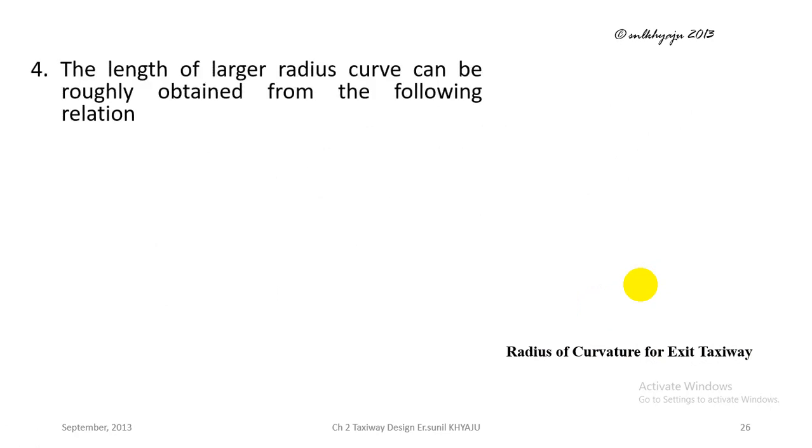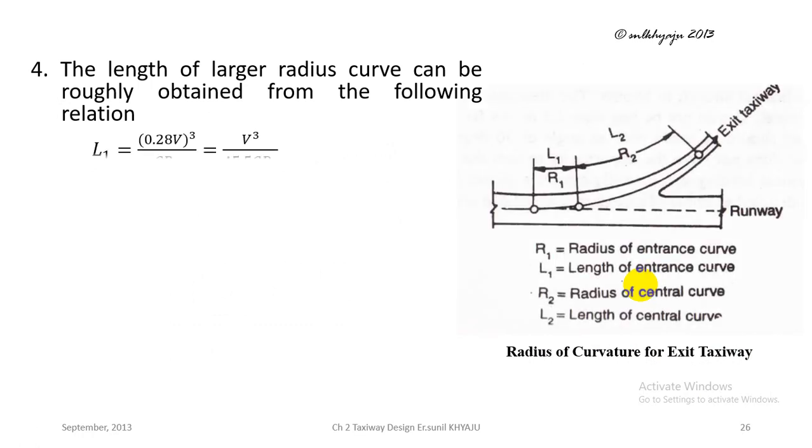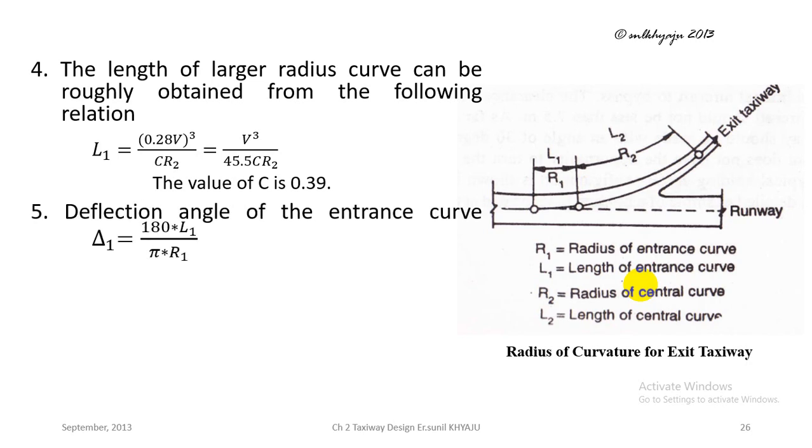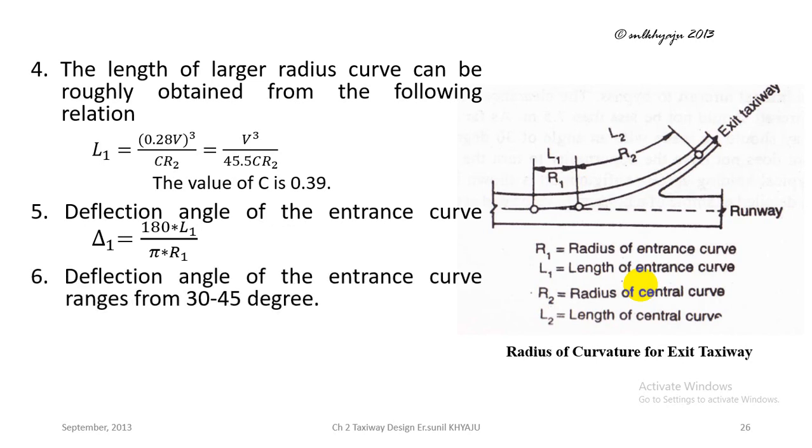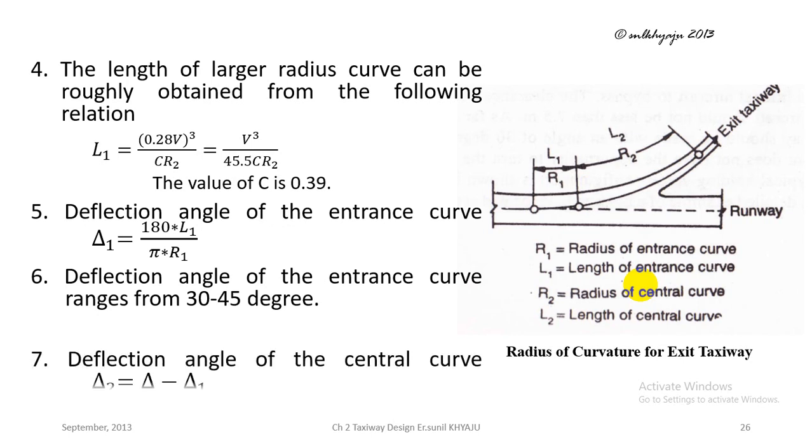The length of the larger radius curve can be roughly obtained from the following relation: L1 = PQ / (45.5 C R2). The value of C is taken as 0.39. The deflection angle of the entrance curve delta 1 = 180 × L1 / (π R1). The deflection angle of the entrance curve ranges from 45 to 30 degrees. The deflection angle of the central curve delta 2 is taken as delta minus delta 1.